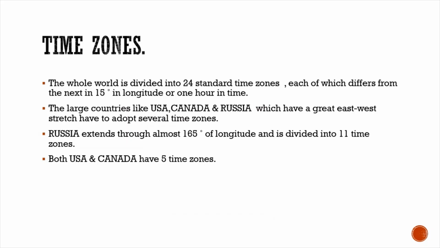The next one is time zones. When it comes to the world, we have around 24 standard time zones, each of which differs from the next by 15 degrees in longitude or 1 hour in time. Some large countries like the USA, Canada and Russia, which have a great east to west stretch, have to adopt several time zones. Russia spans almost 165 degrees of longitude, and it is divided into 11 time zones.